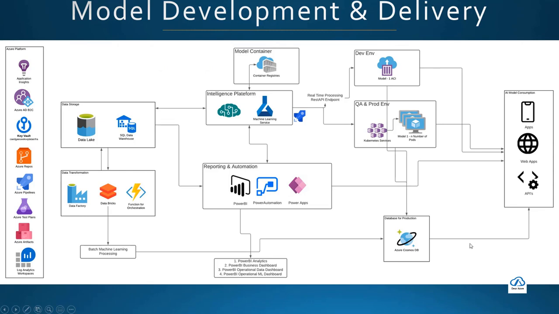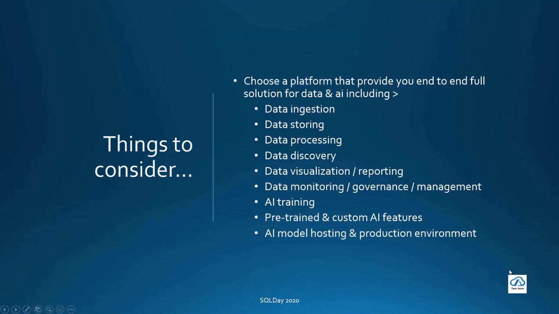So that's how a very high level reference architecture looks within this Azure ecosystem for your data and AI components end to end. You won't even have to go outside of this platform. And a few of the things I would suggest you consider when you design the platform. One is choose a platform, whether it's Azure or AWS. That platform needs to have data ingestion, data storing, data processing, data discovery, data visualization, data monitoring, AI training, pre-trained model, and AI model hosting.